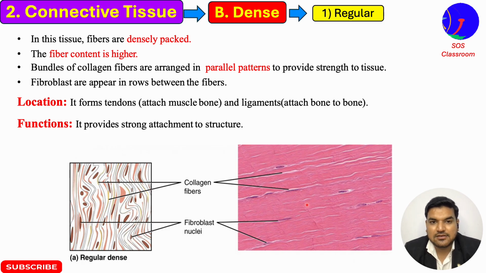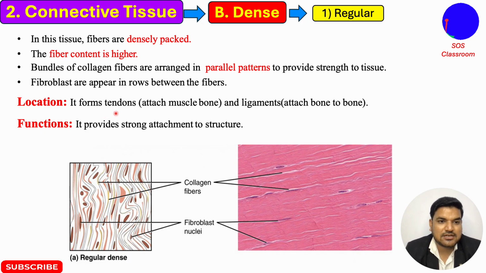The parallel pattern is helpful for giving strength to the tissue. And fibroblasts appear in rows between the fibers. You can see these are the fibroblast cells. So in regular connective tissue, different types of fibers are arranged in a parallel pattern, and the parallel pattern is helpful for strengthening the tissue.